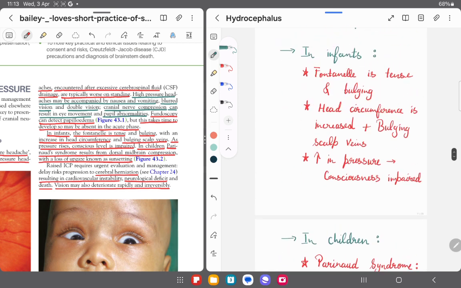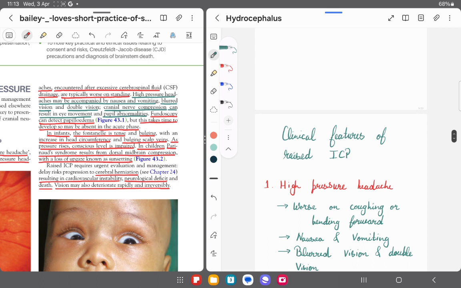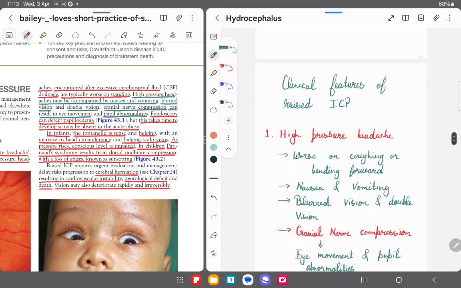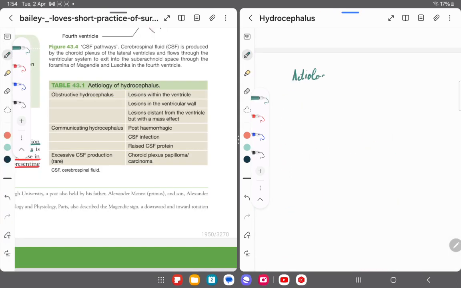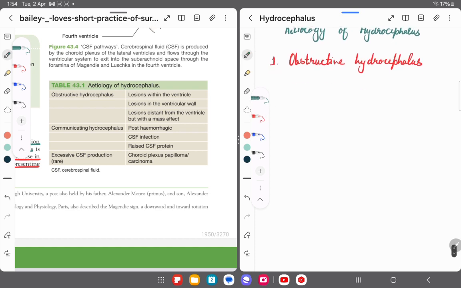So this completes the clinical features of raised intracranial pressure. Etiology of hydrocephalus. So types of hydrocephalus are three. Number one is obstructive hydrocephalus. So how is obstructive hydrocephalus caused?